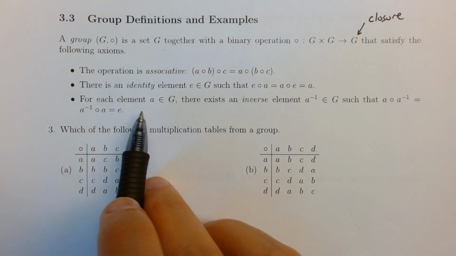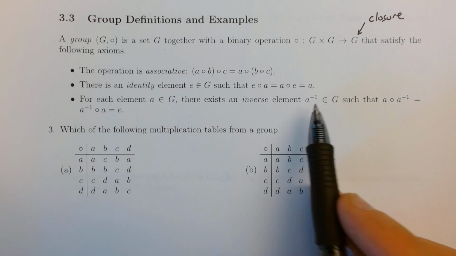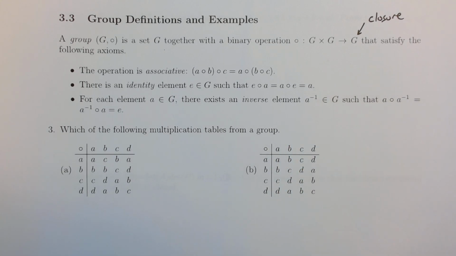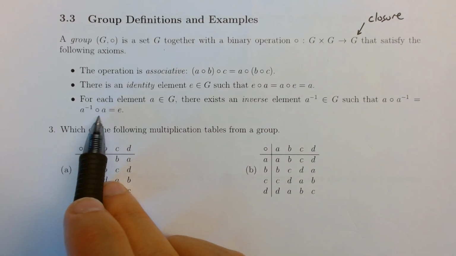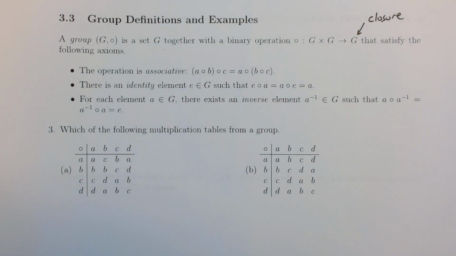And every element has to have an inverse element, which we'll call A to the -1, for A inverse, where if you do the binary operation with that inverse element, it's the same as if you did it in the other order, but in either case, you get the identity.